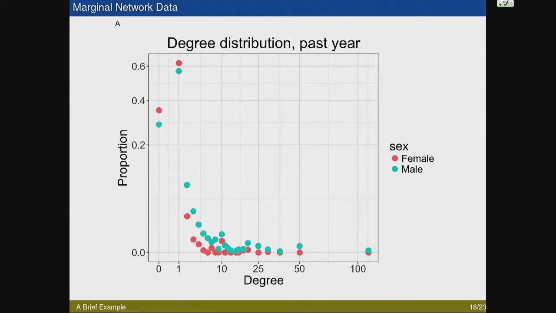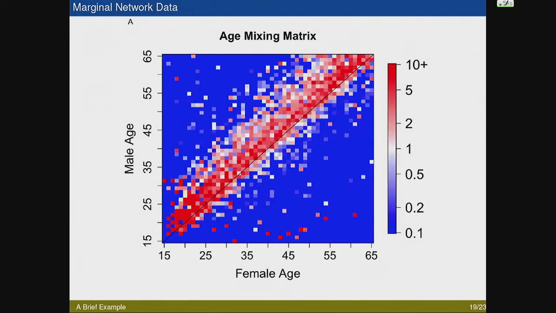So this is what our data looks like: a degree distribution of the number of partners named, here by men and women. So you have some people naming a ton of partners, but most people name less. And notice here that the men have a tendency to name more partners than the women. And we also have things like this age mixing matrix. This is the same one I showed you before.